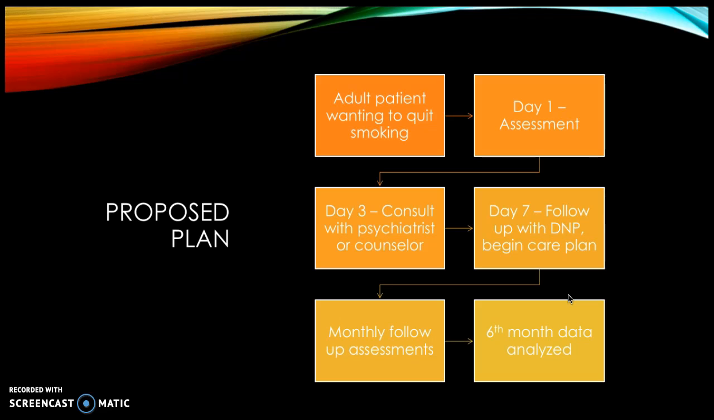pamphlets, etc. The DNP will consult a psychiatrist or counselor and will refer the patient to one of them in order to assess the psychological aspect of quitting smoking by day 3. On day 7, after the patient has been psychologically cleared, the smoking cessation care plan will be implemented. The patient will continue to see the psychiatrist or counselor that meets their insurance or Medicare requirements. If the patient is not financially stable, free counseling will be utilized.